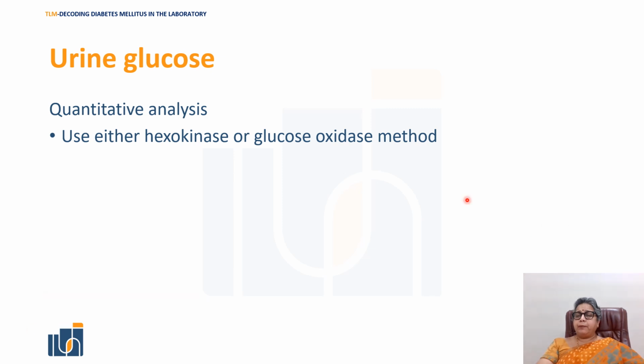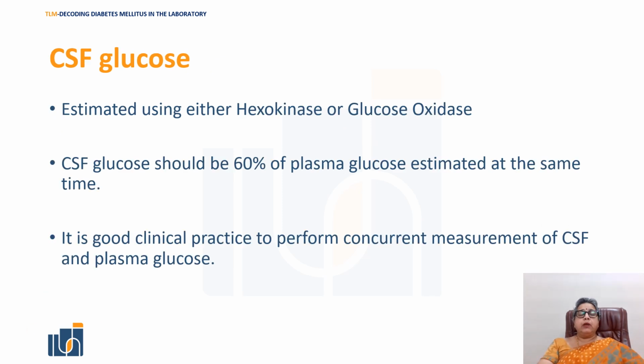Now moving on. The other sample in which you're frequently asked to measure glucose is CSF. We measure the glucose in the CSF, again in our biochemistry analyzer, and it is usually measured in the same mode as that of plasma or serum. It uses the same reagent, which is either the hexokinase method or the glucose oxidase method.